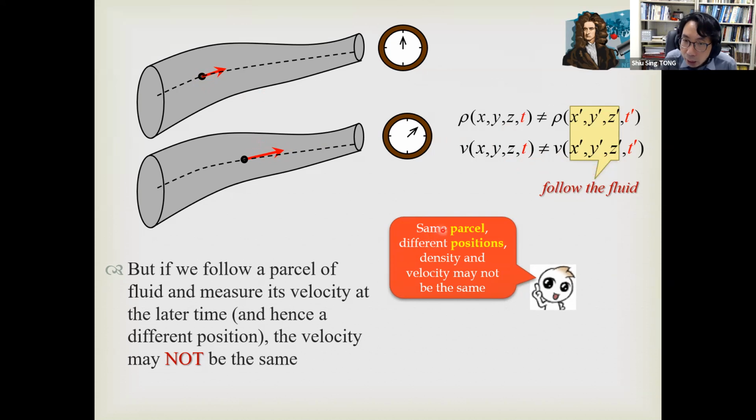So here, we are talking about the same puddle of liquid. The puddle means a small packet of liquid. And we just follow the puddle to different positions, and we find different density and different velocity. When you follow it to a different position, you find the density changes, and also the volume, and also the velocity changes. Is that clear?